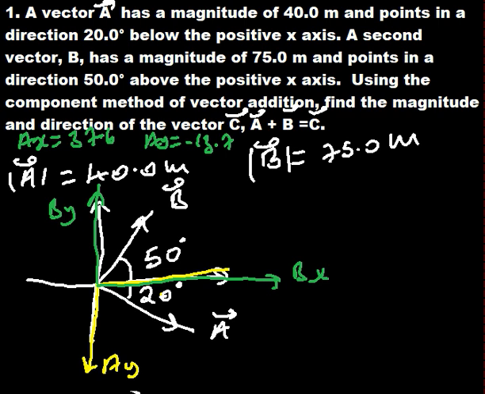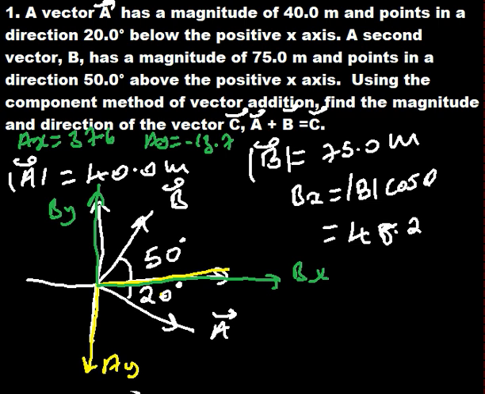And how should you have the x component, which is bx? Since it is pointing towards the positive direction, bx will be given as the magnitude of the vector b times cos theta, which is 50. So that is 75 times cos of 50. That is 48.2, so we have 48.2 meters.